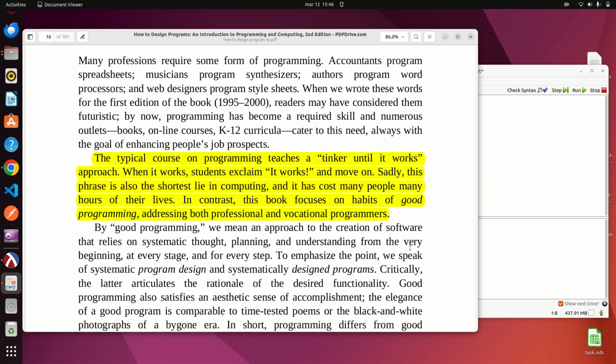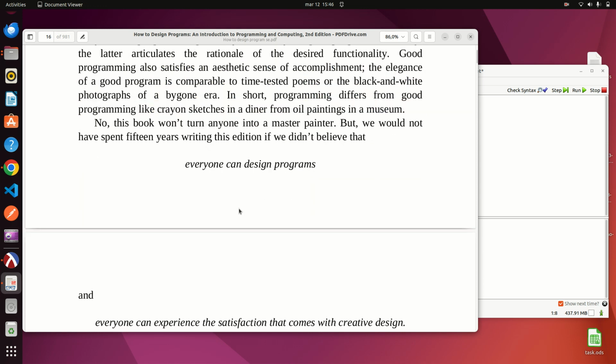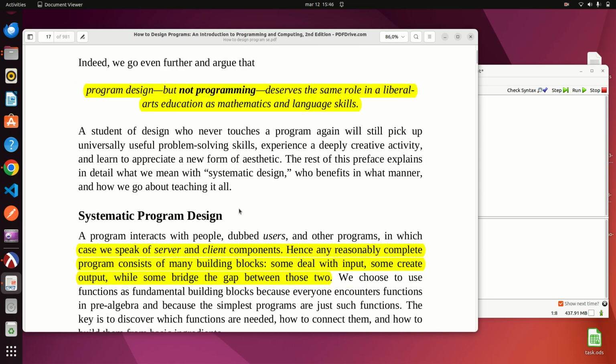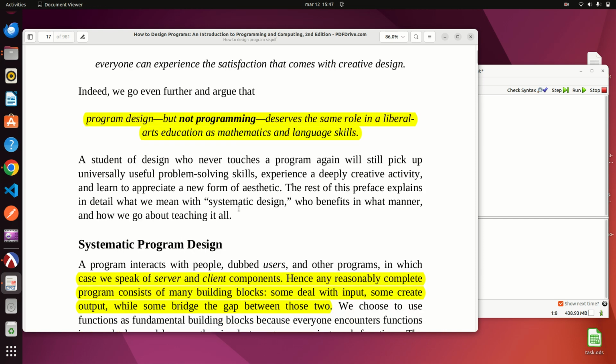So by good programming, we mean an approach to creation of software that relies on systematic thought, planning, and understanding from the very beginning, at every stage, for every step. So I'll read parts of this book. I don't think I have to read the preface. I've highlighted parts like this. Programming design, but not programming, deserves the same role in a liberal arts education as mathematics and language skills. So this is the main part.